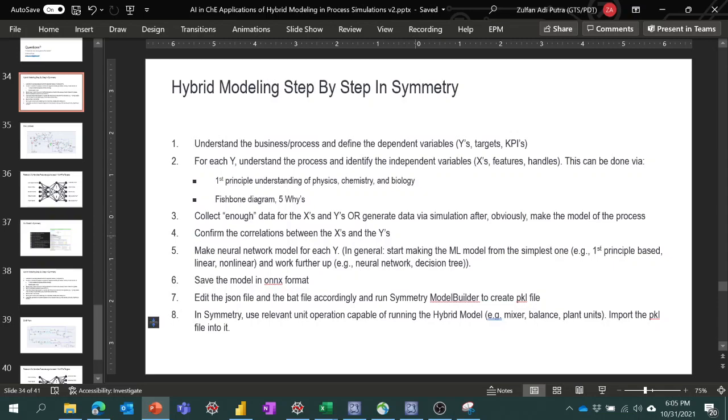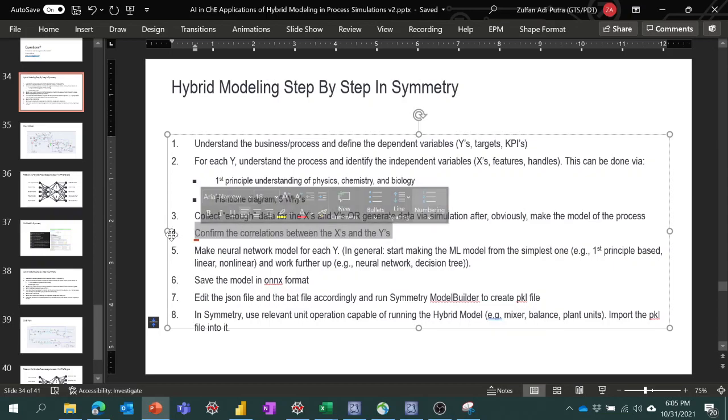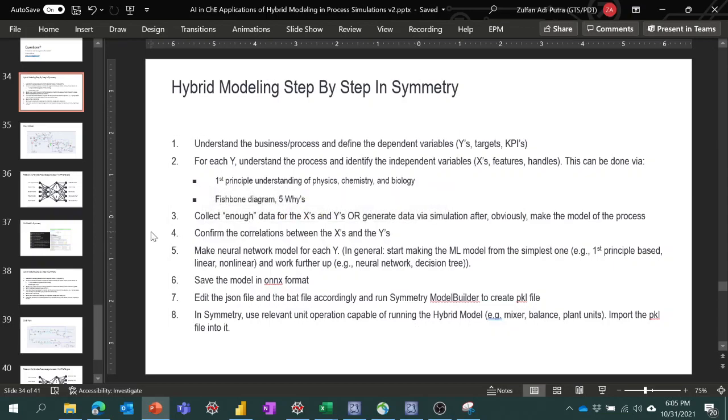So these confirmations using the statistics, I think it's covered. You can find in YouTube videos of other people that can explain for you the statistical analysis necessary to find any correlations. So we make the neural network model in Symmetry. In general, if we don't use Symmetry or whatnot, we can start making the model from the simplest one, first principle based, linear or non-linear, and then we work further up to more complicated models like neural network or decision tree.